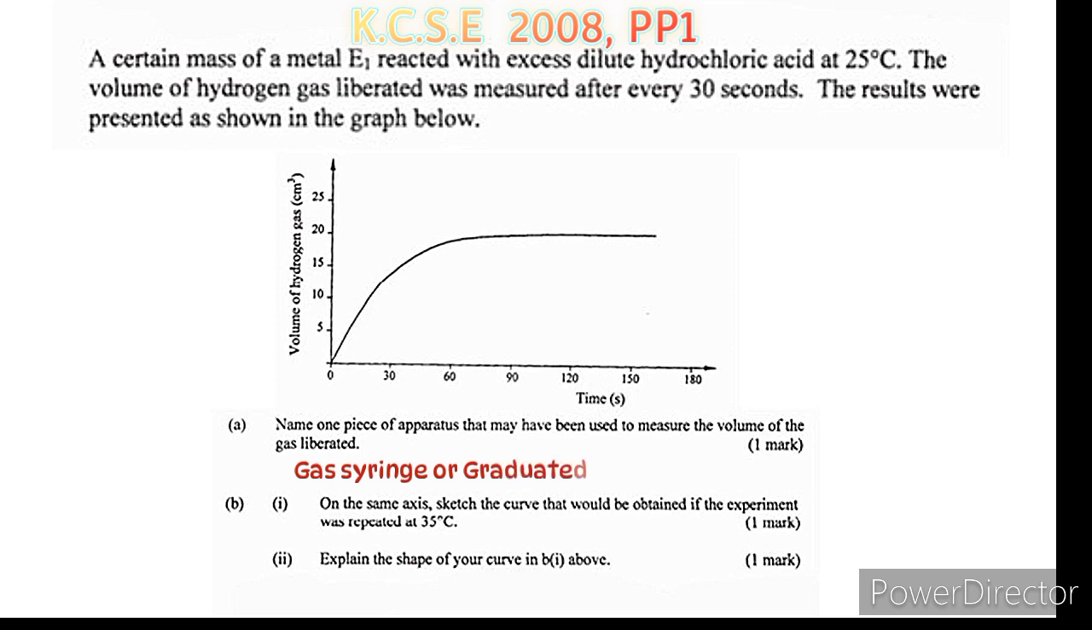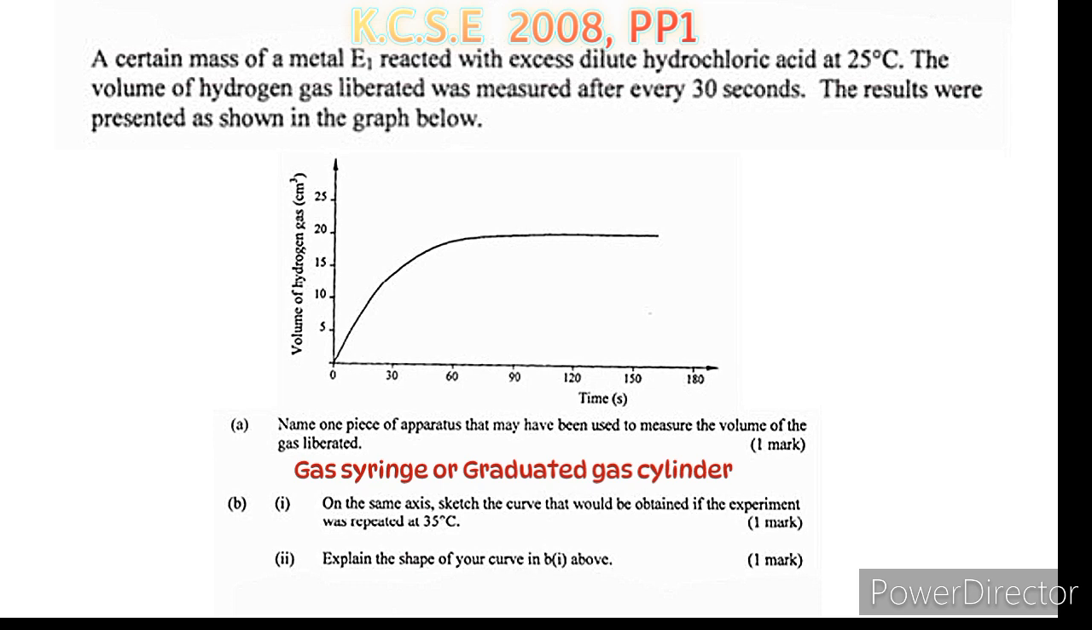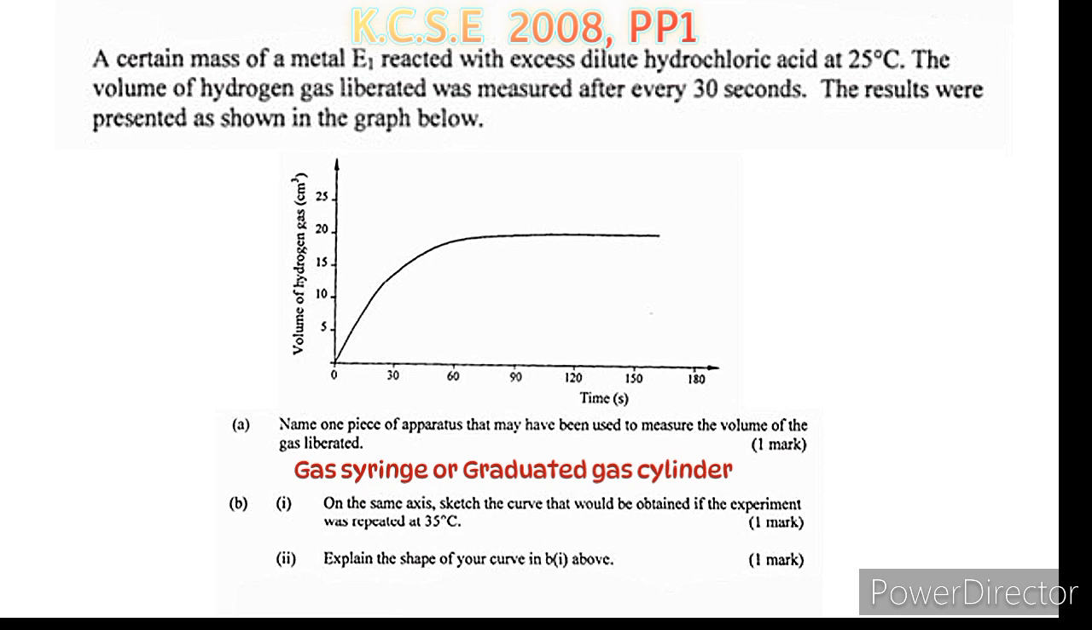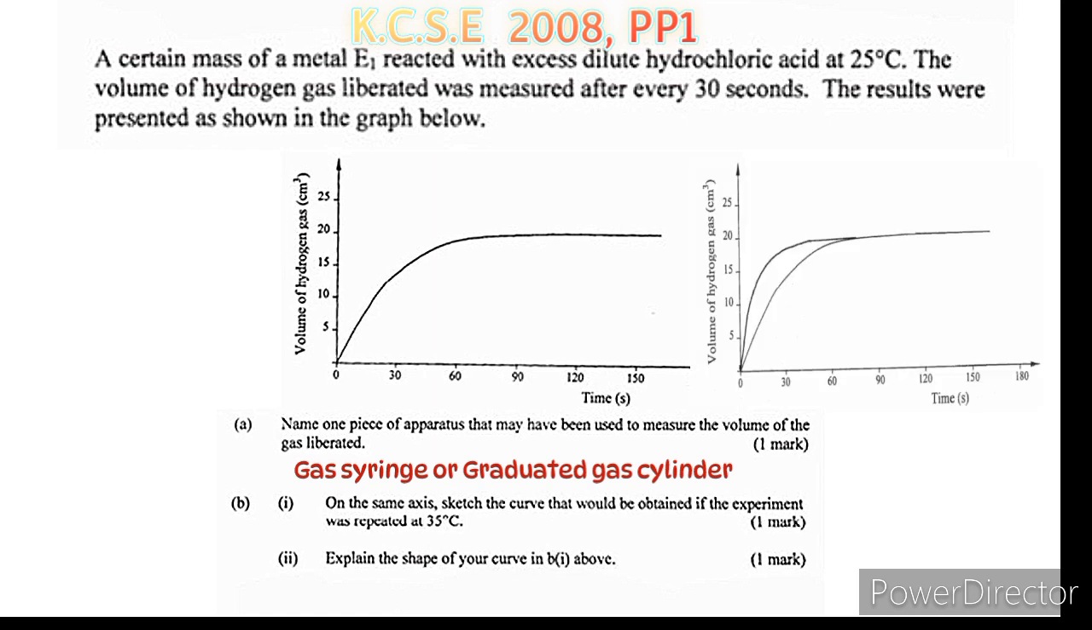B (i): On the same axis, sketch the curve that will be obtained if the experiment was repeated at 35 degrees Celsius. So initially, the reaction took place at 25 degrees Celsius. Now, if the temperature was to be increased to 35 degrees Celsius, the rate of the reaction will be higher, will be faster. This is because there will be more effective collisions as a result of a higher energy of the particles. So that means that when sketching, the graph will be steeper because more hydrogen gas will be collected at a faster rate within a shorter time. So there we have our graph.